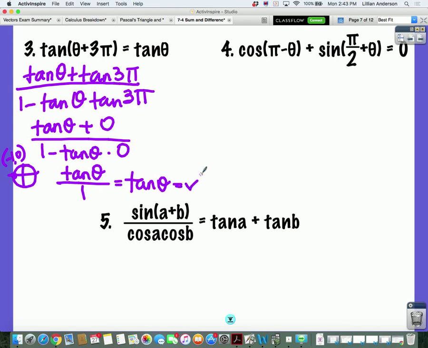Here's my question. Your question. In this situation that we're doing in verifying, is there always a reason? No. What happened with the minus tangent theta? Well, I still had it right here. I had 1 minus tangent theta. I just turned tangent 3 pi into 0 because that's what it is. So then 0 times tangent theta cancels out. And so I'm left with 1 minus 0, which is just 1. Okay? Are you guys okay?